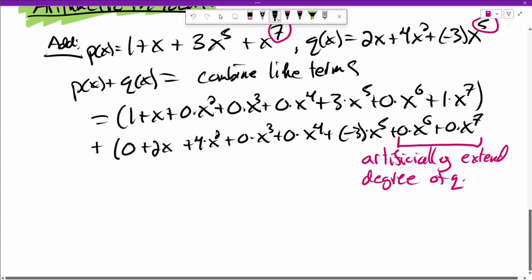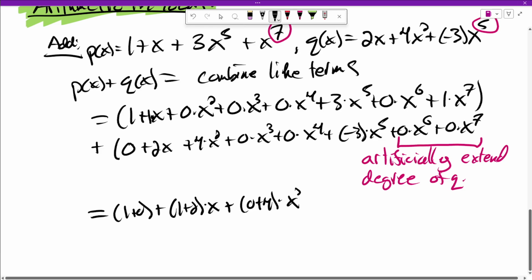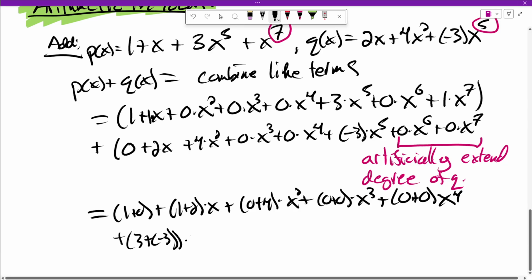Now, since we wrote this down, let's complete the sum just so we see. So we get 1 plus 0 plus, the coefficient here is a 1. Sorry, I didn't write that. 1 plus 2x plus 0 plus 4x squared plus 0 plus 0x cubes plus 0 plus 0x to the fourths plus 3 plus negative 3x to the fifths plus 0 plus 0x to the sixths plus 1 plus 0x to the seventh.